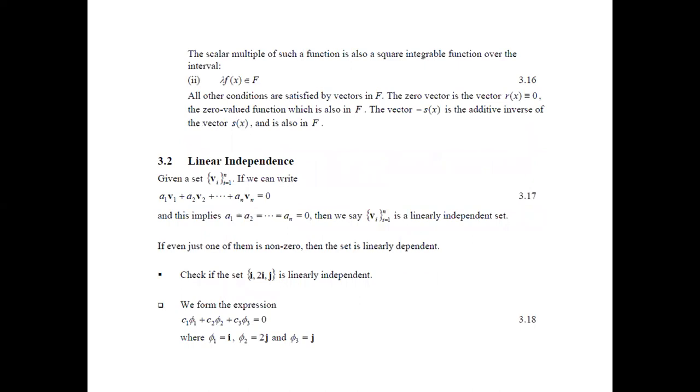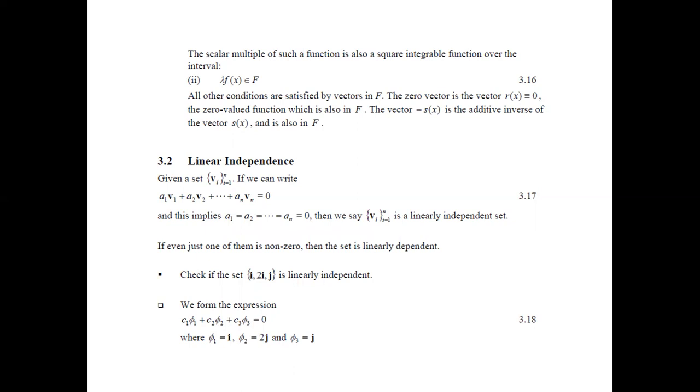Likewise, the scalar multiplication of any such function. All other conditions are satisfied by vectors in F. The zero vector is the vector r(x) identically equal to 0, the zero-valued function, which is also in F. The vector minus s(x) is the additive inverse of the vector s(x). If s(x) is square integrable, then minus s(x) is also square integrable. Indeed, the two integrals should be the same.